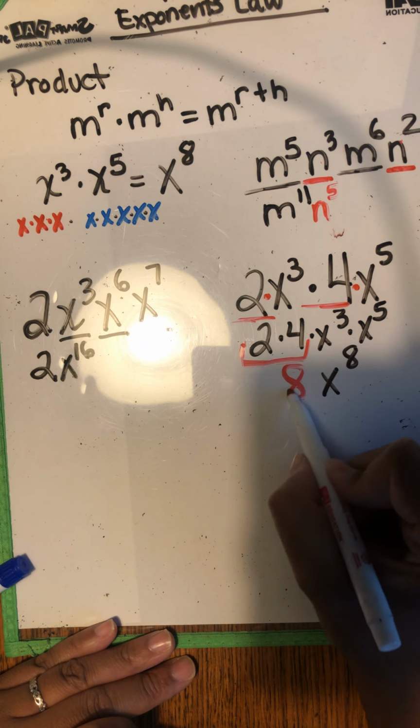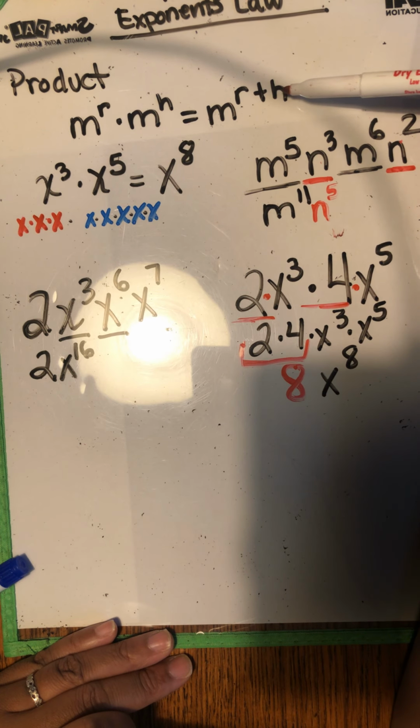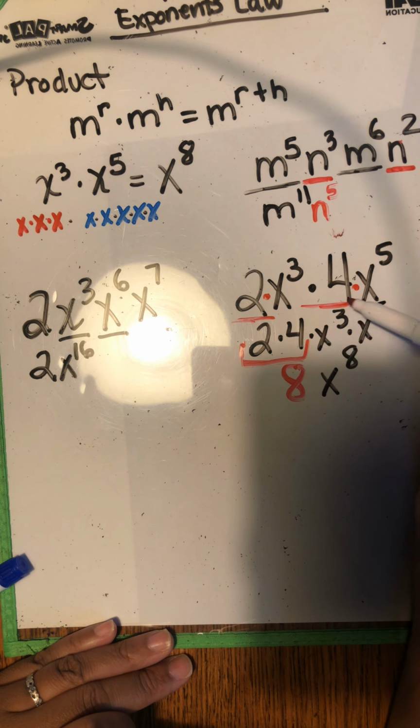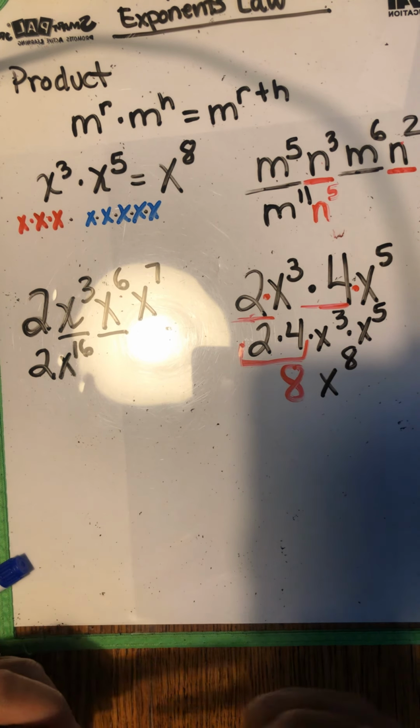I know that some of you are thinking 6. And remember, this law is only for exponents. Nobody said to add your big numbers. I'm saying add your exponents. Well, these are not exponents, so you can't add them. 2 times 4 has always been 8 and will always be 8. So do not add them.